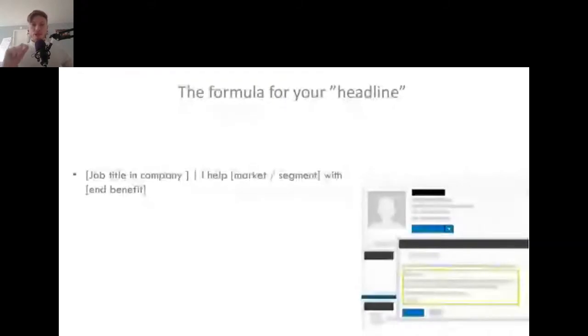So the headline. This is the first part, and maybe the most important part as well, because this is the thing that's going to create the interest for you and your company. So the formula is basically: job title in company, I help market/segment with end benefit. And the thing we usually have in our headline is just job title in company. This is the most typical one I see on LinkedIn, and this is a boring one.